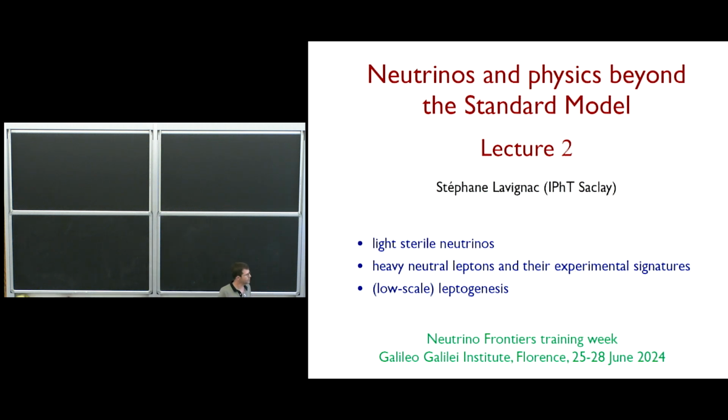Then we will move on to heavy neutral leptons. Heavy neutral leptons are just sterile neutrinos in the GeV to TeV range, and they are possible remnants of the mechanism of neutrino mass generation. We want to see if we can access them at experiments. And finally, if time permits, I will discuss leptogenesis, in particular low-scale leptogenesis, where we will see that these heavy neutral leptons could also play a role. So everything will be somehow connected.